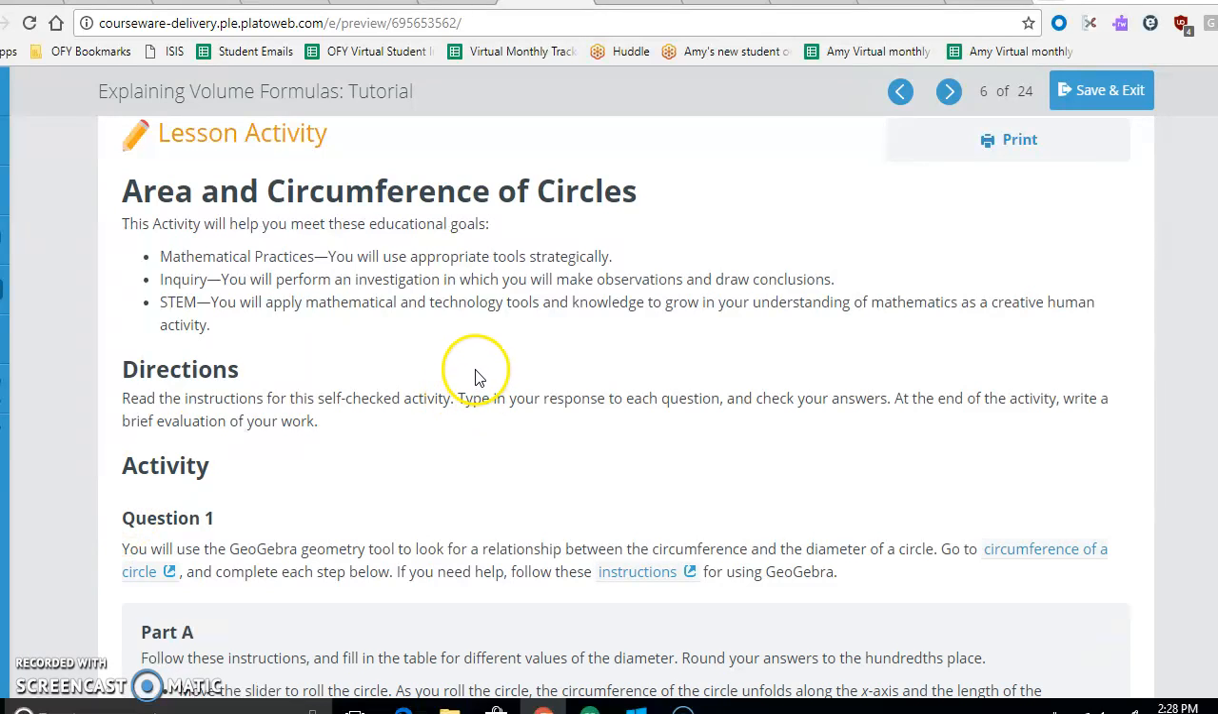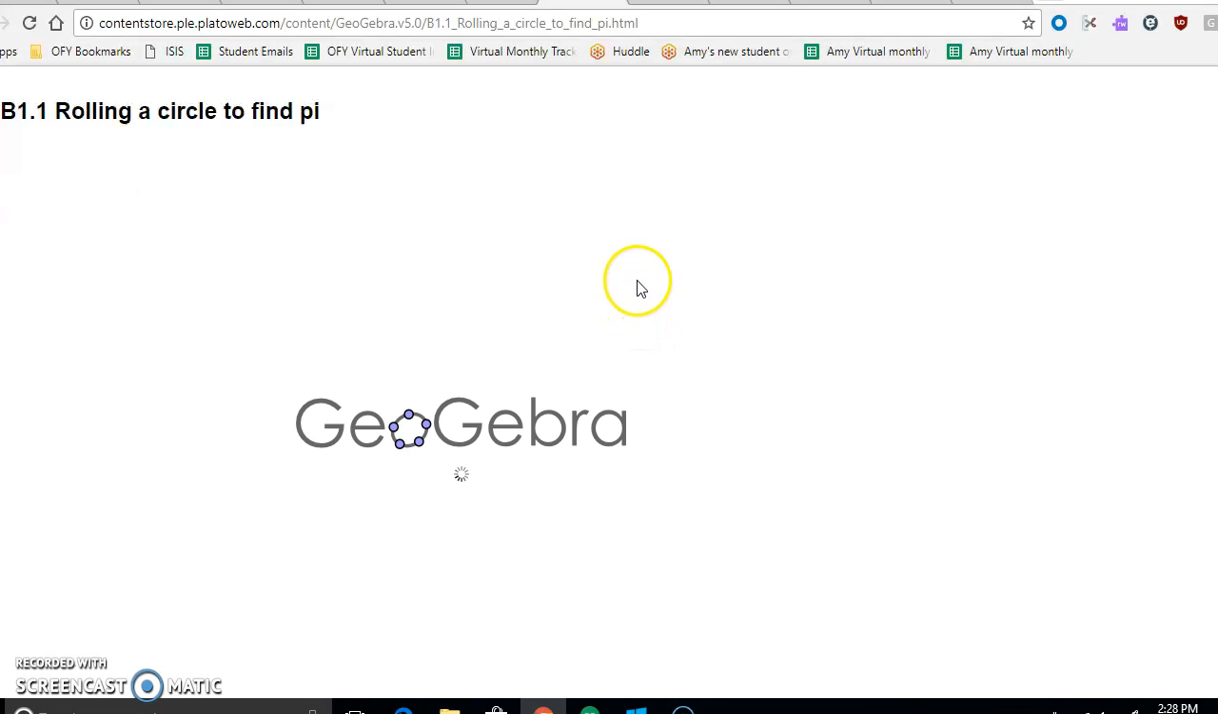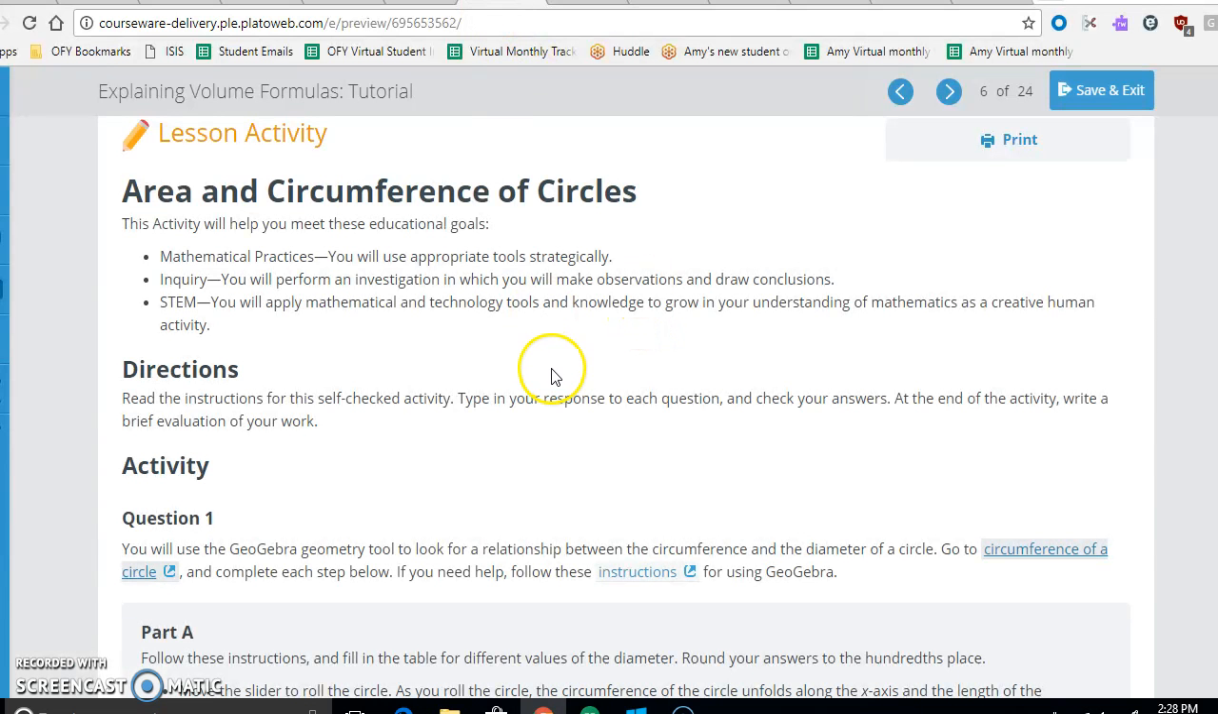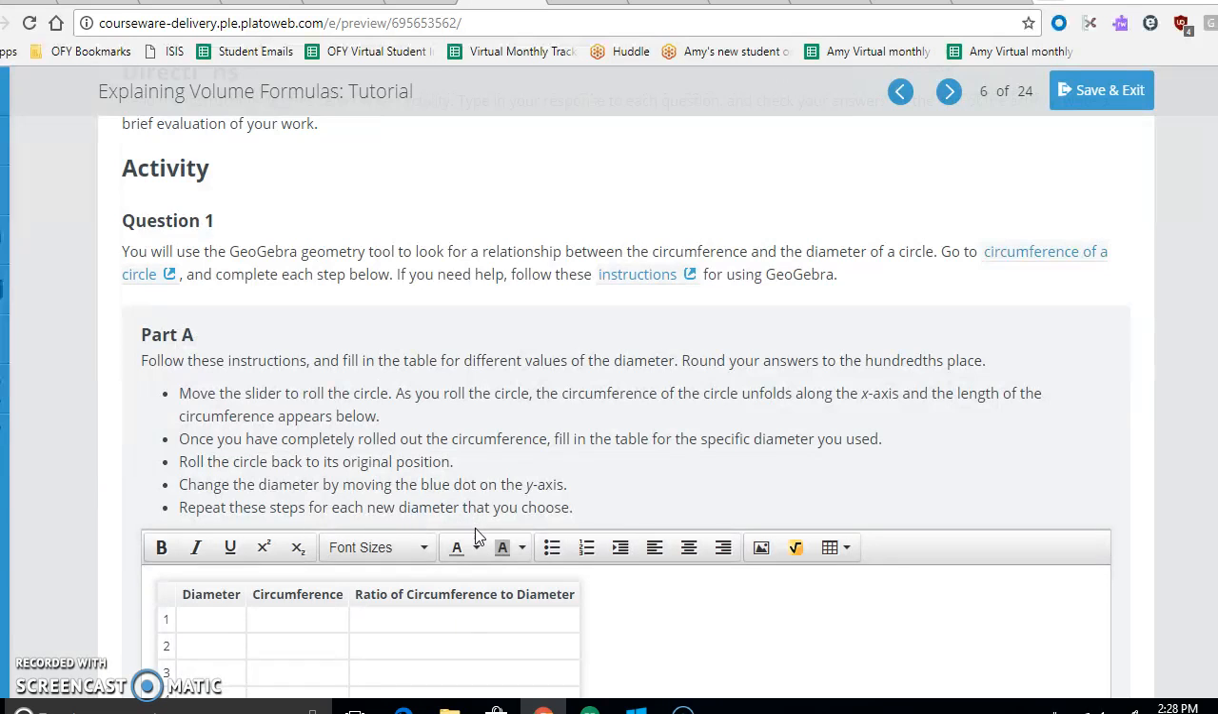Okay, we're going to be looking at the Geometry Unit 1 first tutorial about explaining volume formulas. So the first question says you'll use GeoGebra, go to circumference of a circle, and complete each step below. Alright, now let's look at our directions. It says follow these instructions. Okay, here we go. It's going a little slow right now.